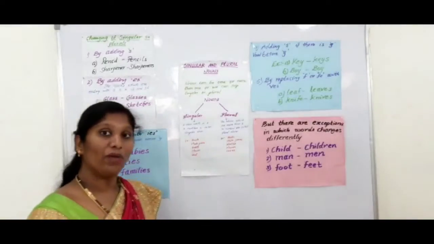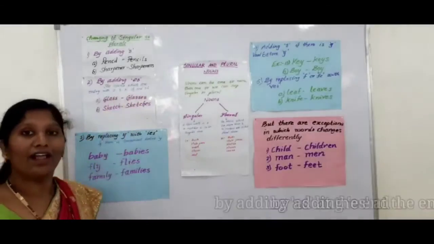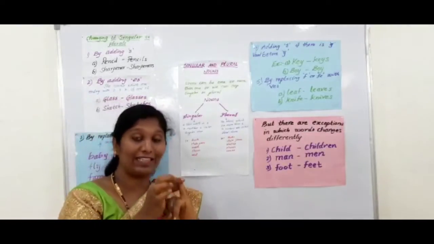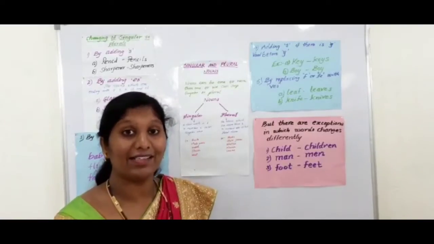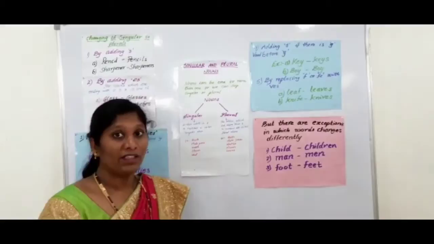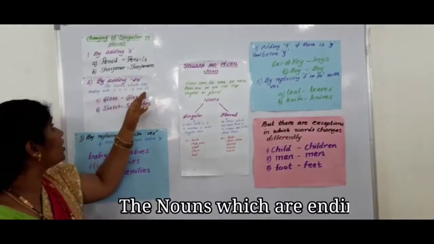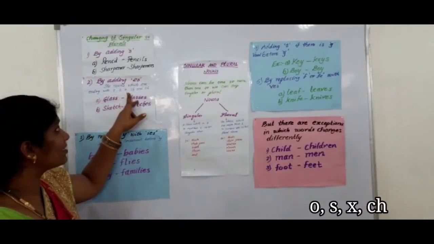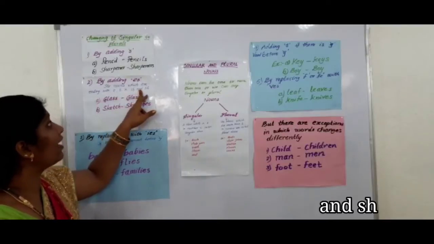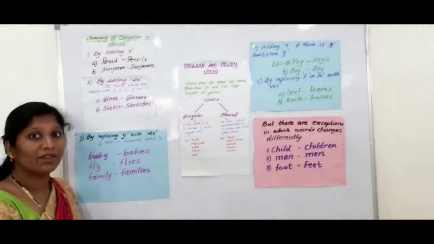Okay. Now we are going to the next rule. So what is the next rule? By adding ES at the end of the word. Up to now we have added only a single letter, that is S. Now we are going to add two letters, that is ES. So we have to follow that rule, children. The nouns which are ending with O, S, X, CH and SH. So for which words are you going to add ES?